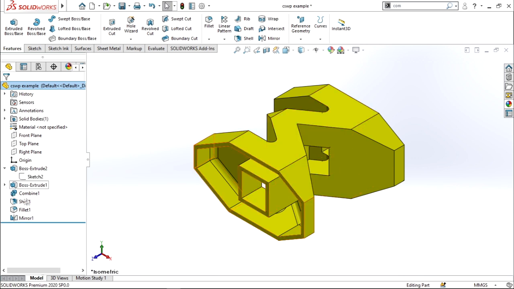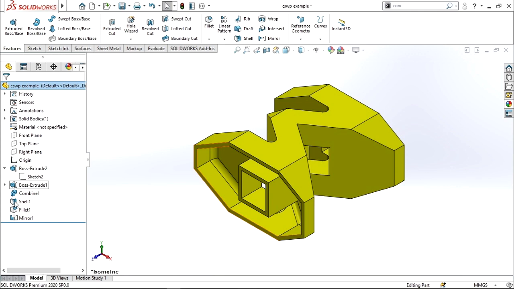Looking at the part, the design tree will be similar. You have to observe that the part is made of two solid bodies which are merged using the combine feature. Then shell is used and the fillet is applied. Then the whole part is mirrored. This observation is very important and crucial, so don't miss that step.